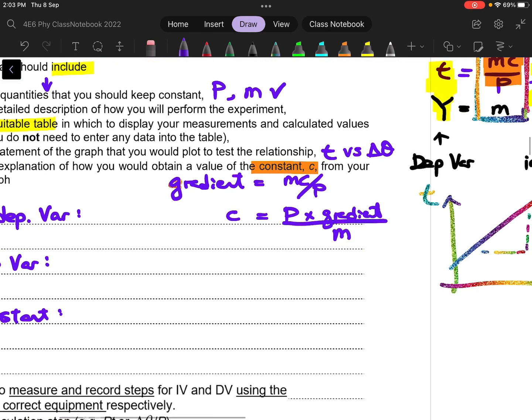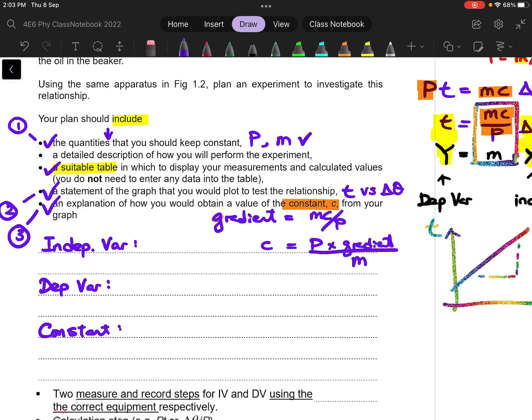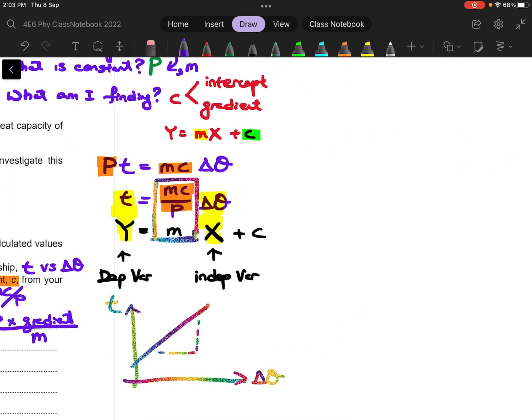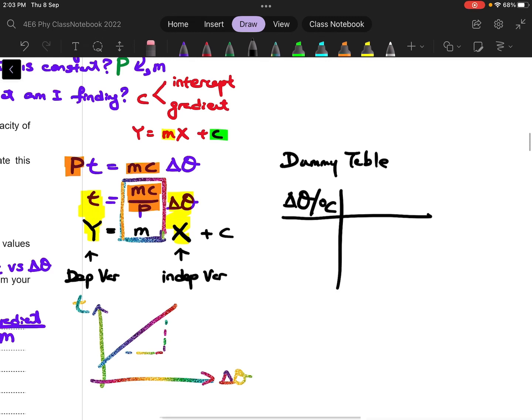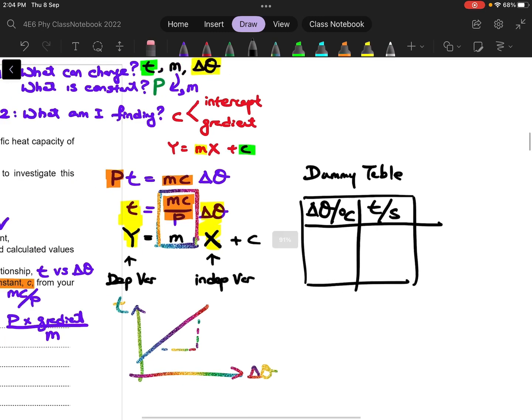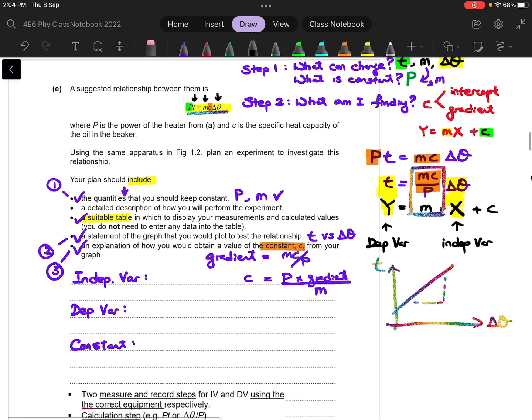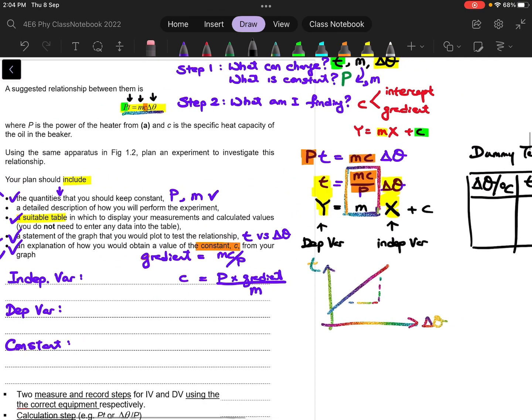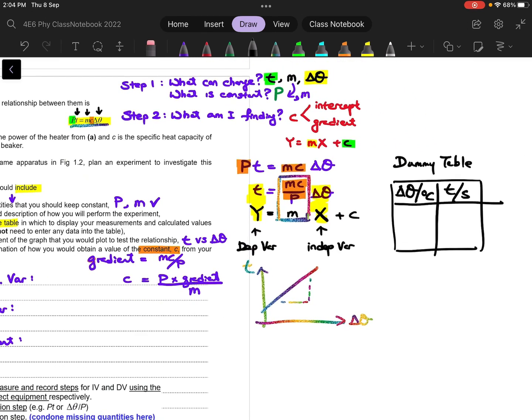So I need a dummy table over here. So if I need a dummy table, that means, okay, what kind of readings do I need? So I look at this. I need to construct my dummy table. So it means that I will definitely need my delta theta in degrees Celsius. Then after that, the reading will be the time taken for it to happen. So I will need T in seconds. Anything else? No, I don't need anything else. That's all, right? So my dummy table will be just 2 columns. So I have also answered a suitable table. So I answered 4 out of 5 bullet points, right?